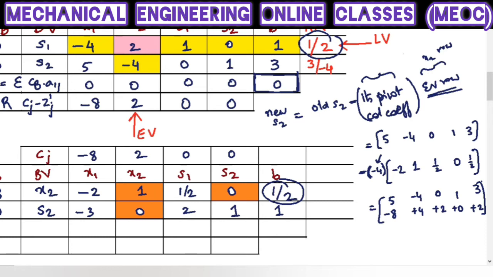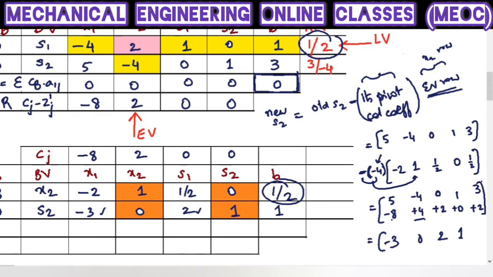Now 5 minus of minus 4 is plus 4. Plus 4 into minus 2 is minus 8. 5 minus 8 is minus 3, which is written here. Minus 4 plus this 4 is 0. Similarly 0 plus 4 by 2 is 2, which is this one. Now 1 plus 0 is 1, which is this.